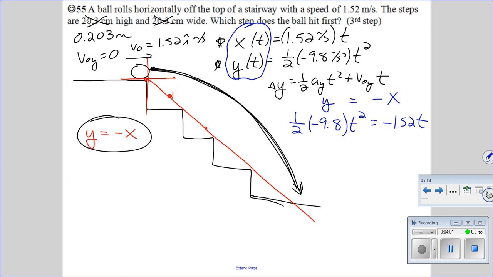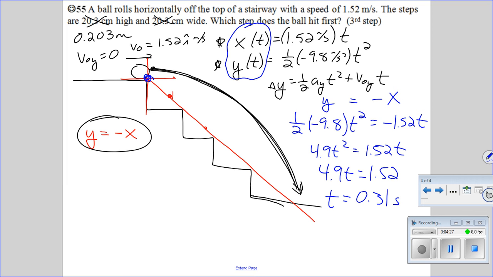Okay, and solve it. The negatives cancel, so I'm looking at 4.9 t squared equals 1.52 t. One solution is t = 0, that's right here. So let's divide by t. You get 4.9 t equals 1.52. Divide both sides by 4.9, and you get that t equals 0.31 seconds. All right, cool. Now let's figure out how many steps that is.